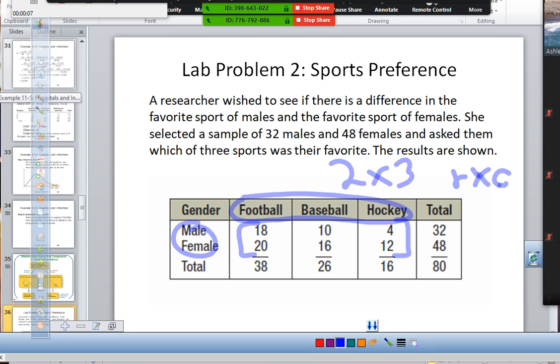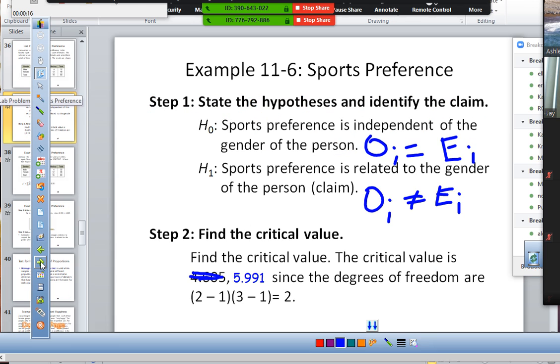Okay, welcome back. We are taking a look at this now. So let's see. Our first step, H naught. You could just put O sub I equals E sub I, that's totally fine. And H1, O sub I is not equal to E sub I. Or you could talk about it using the words that they used, which is more correct, but not necessary for the exam. Necessary for homework, not for the exam. So sports preference is independent of the gender of the person, or it's not independent, it's related to the gender of the person.